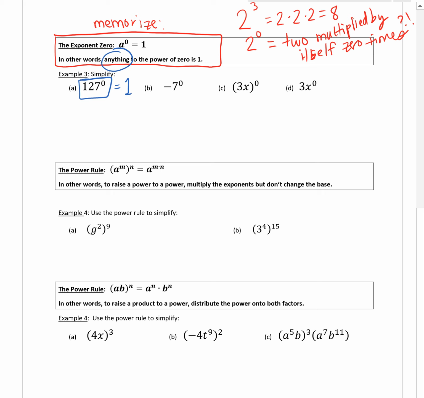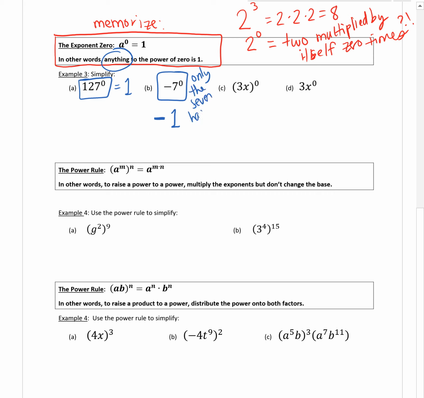It seems like kind of silly, but that's okay. Now we'll look at part B here. Part B, though, has a negative, so I got to be careful. It's negative 7 to the 0 power. But the thing is, you notice that the 0 power is only on the 7. It's not on the negative. So it's kind of like negative, and then 7 to the 0 power is 1. Because here only the 7 is being raised to the 0 power, not the negative.